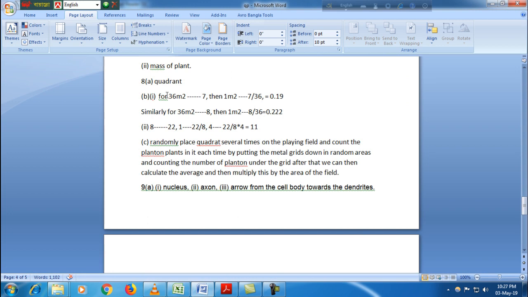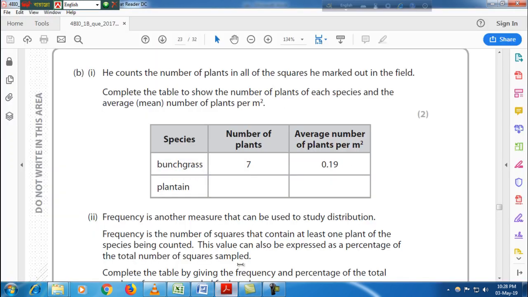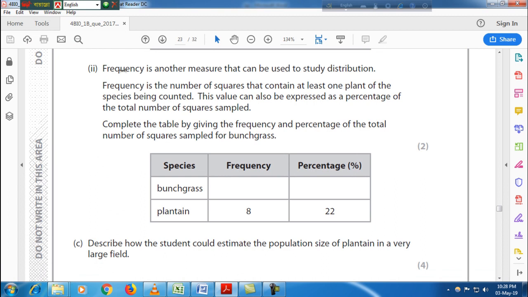I had shown in a sheet how you will solve this. Just check the answer sheet. Say 36 meters square represents 7 plants. So for 1 meter square it will be 7 divided by 36, and the answer will be 0.19. Similarly 36 meters square represents 8 plants, and for 1 meter square it is 8 divided by 36, which is 0.222. So this is the answer. Let's go for the next question, number 2.